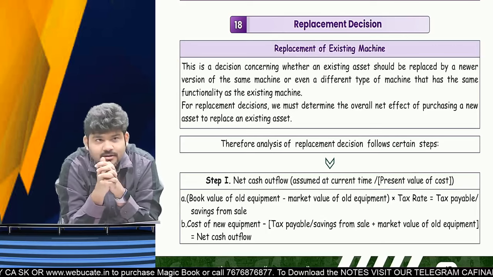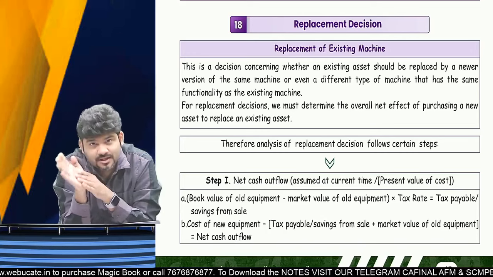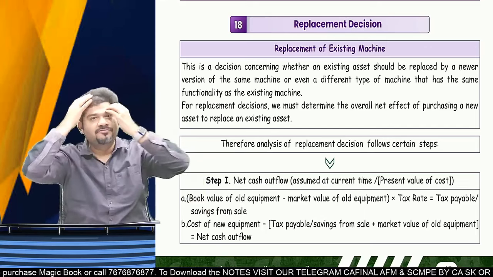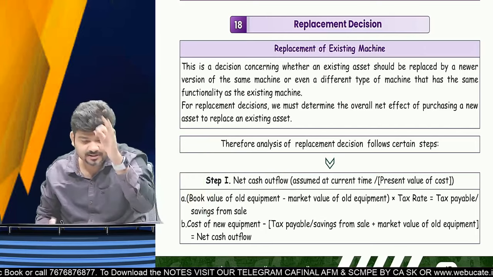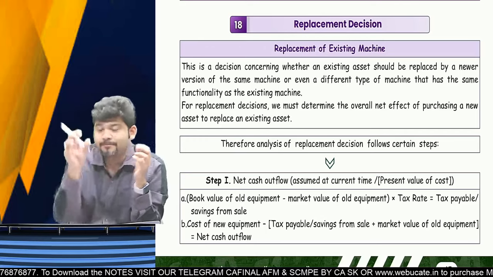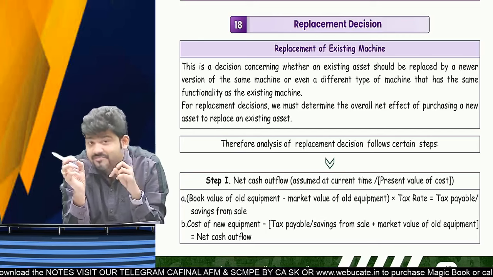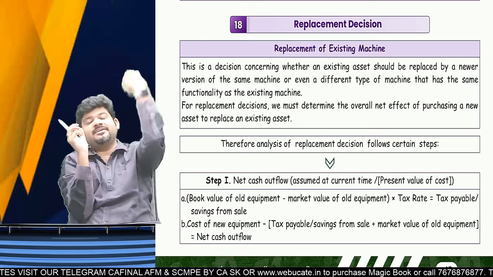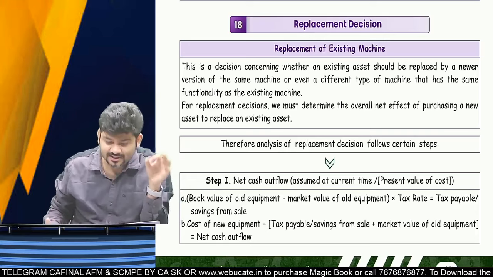One is purely whether an old machine has to be replaced with a new machine. If that is to be done, then this is the format to be followed. So what is the format? Step one, we have to first find out the net cash outflow. Net cash outflow is obviously the purchase price of the machine, but we will deduct from it any amount of tax savings that we are going to get.